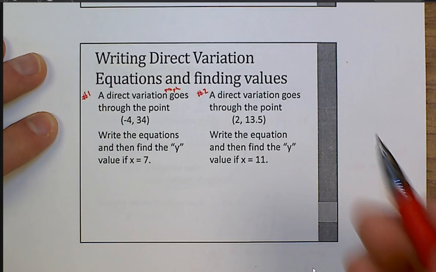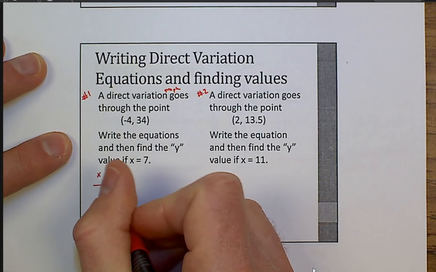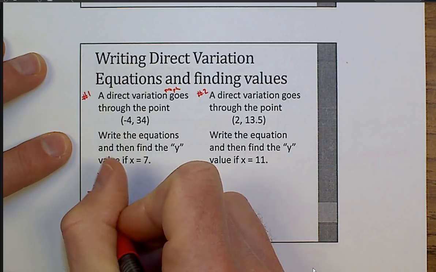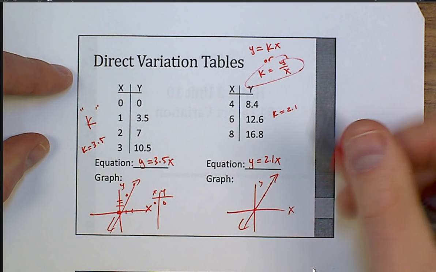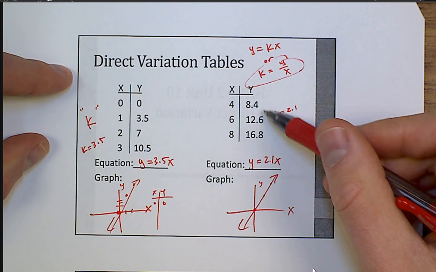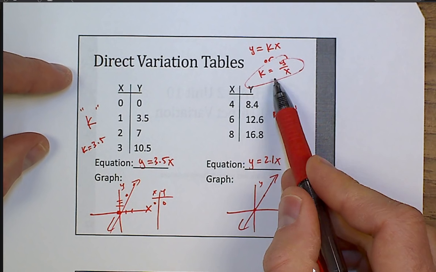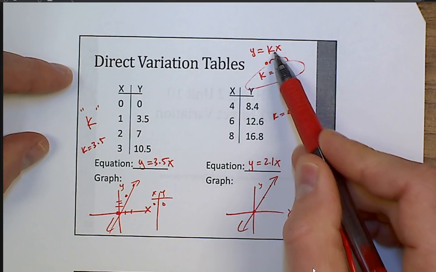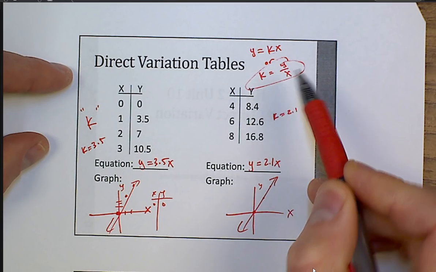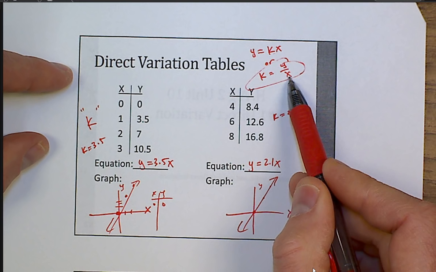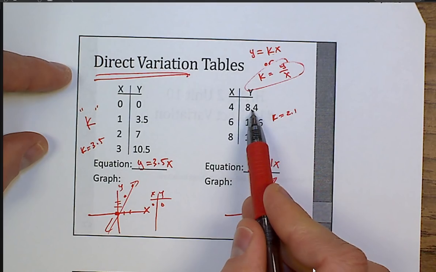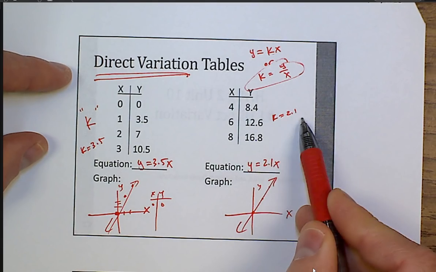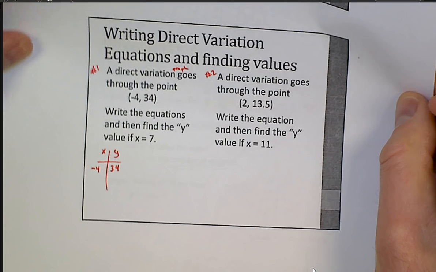Well, let's think about it. If we go backwards from what we did before, if we make a point, -4 and 34, and go back to the first or second slides where we had a t-chart, what did we do? We needed to come up with the equation. Well, how did we do that? We looked at our t-chart and, as we manipulated the direct variation equation into solving it for k, we were able to understand that if you take the y value and divide it by the x value, you get your k value for direct variation, right? We went 8.4 divided by 4, 12.6, and we got our k value to be 2.1.